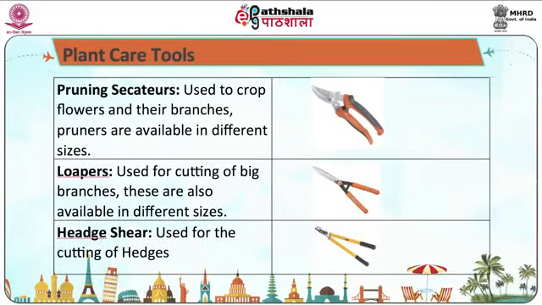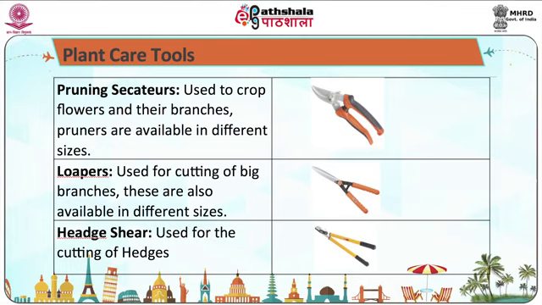Now let's discuss some of the plant care tools. Plant care tools are used for the maintenance of the plants. Let's see some of the pictures and working of these plant care tools. First one is pruning shears. These are used to crop flowers and their branches. Pruners are also available in different sizes.